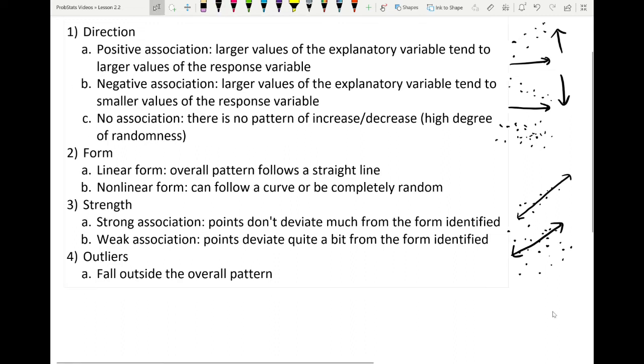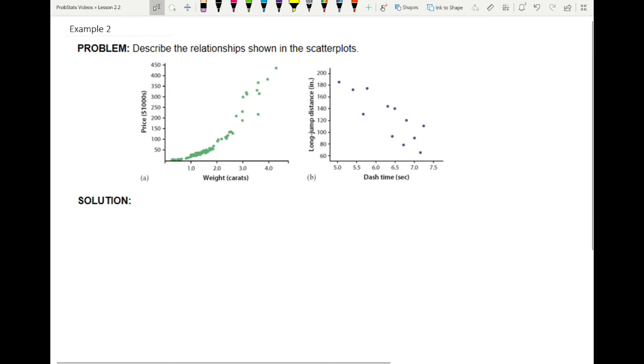And then the last thing we want to identify is the outlier. Are there any outliers that fall outside this normal pattern, that deviate? All right, so let's describe the relationship shown in the following scatter plots. The first scatter plot is the one that was demonstrated earlier as an example of a scatter plot, which involved price and the weight in carats.